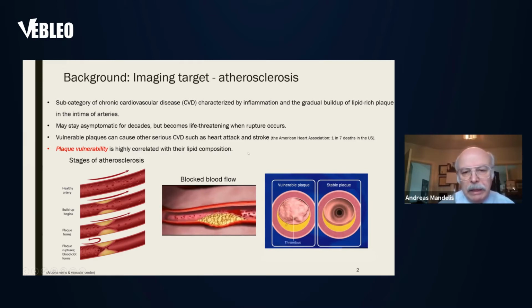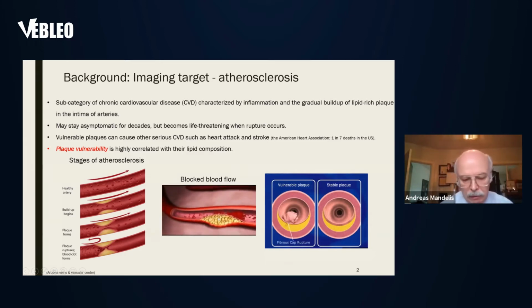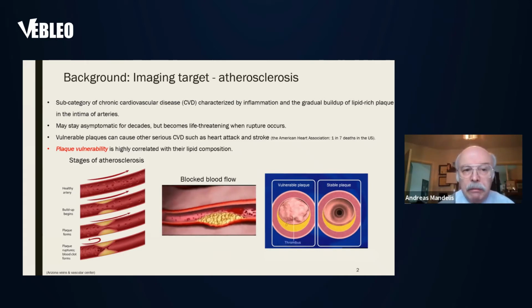So the other aspect is that even if it hasn't happened yet, however, there is what we call plaque vulnerability, which is highly correlated with the lipid composition of the plaque. And then you can see here the plaque in the middle, where it could actually break off and cause a heart attack or stroke. So we have been looking at technologies that exist in assessing the state of the coronary artery vis-a-vis that plaque vulnerability.